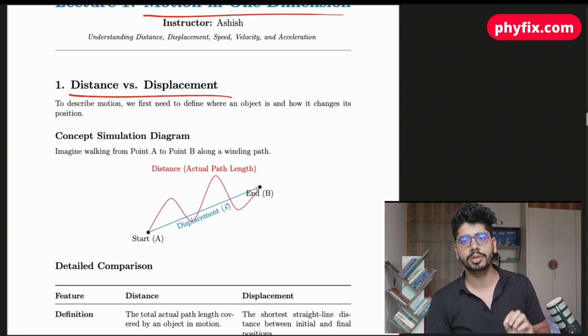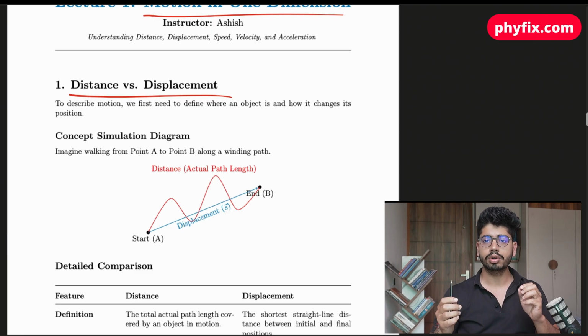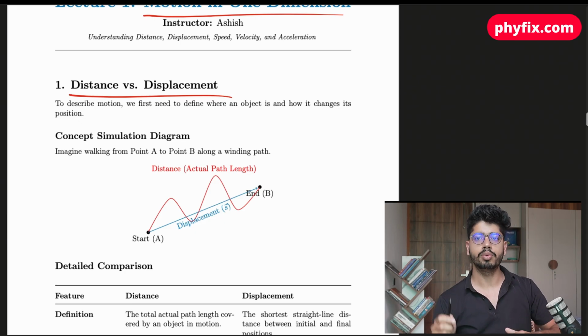It has nothing to do with any kind of direction. So it is just a scalar quantity. It just talks about the magnitude, how big things are, and it is measured in the unit meters. So the distance is the actual path covered.